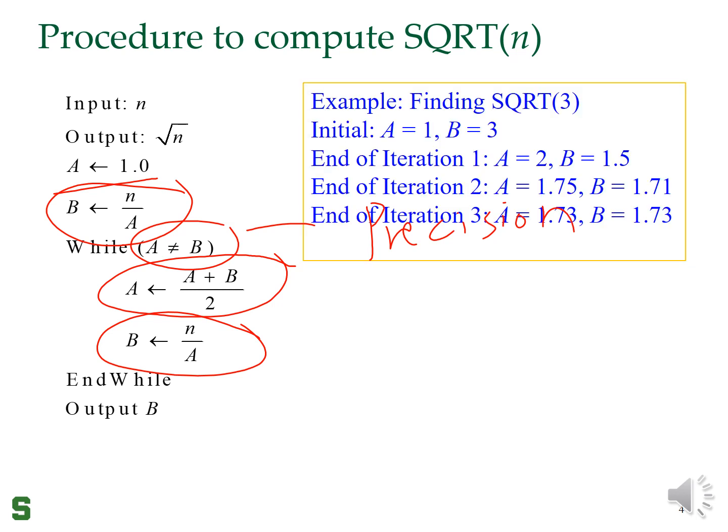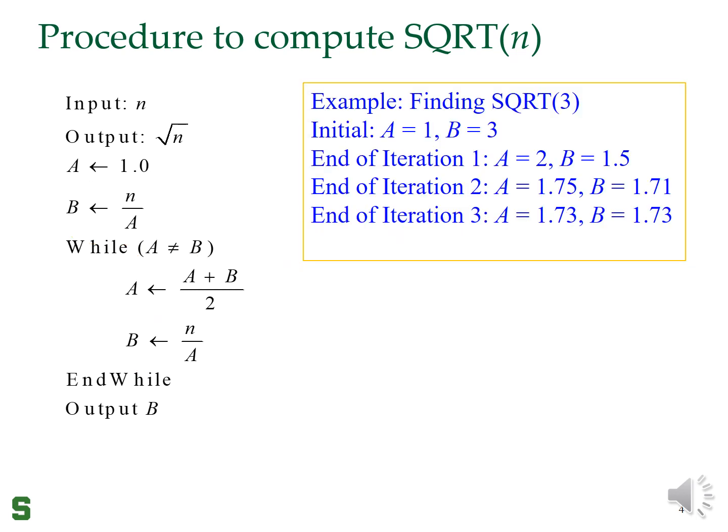So in this example, I would have a is 1, b is 3. In the first iteration, a will become 2, b will become 1.5, and we'll keep repeating this until after 3 iterations, because our precision is just 2 digits long, we will eventually terminate at a is equal to 1.73.